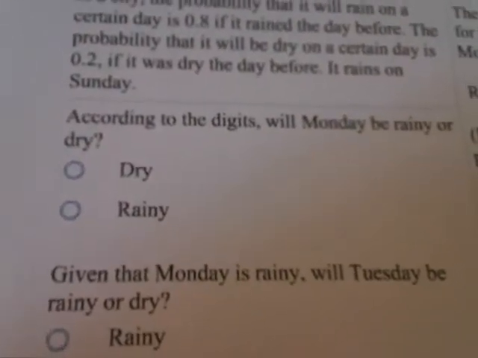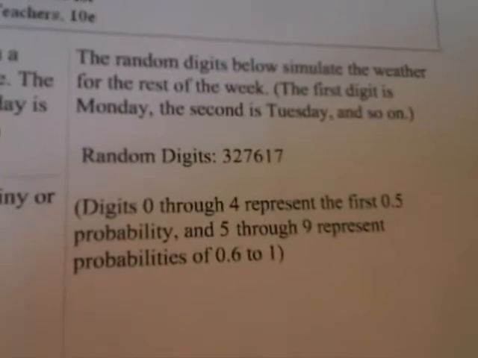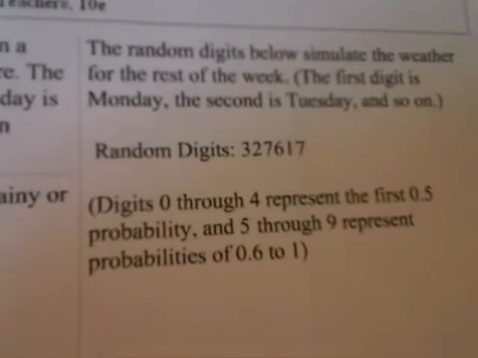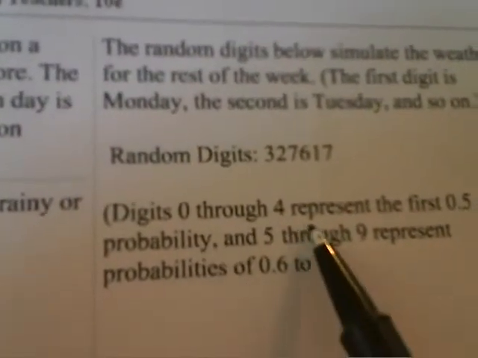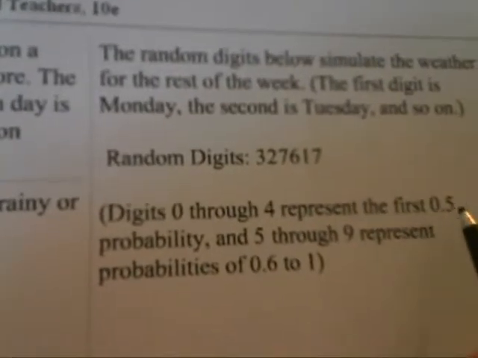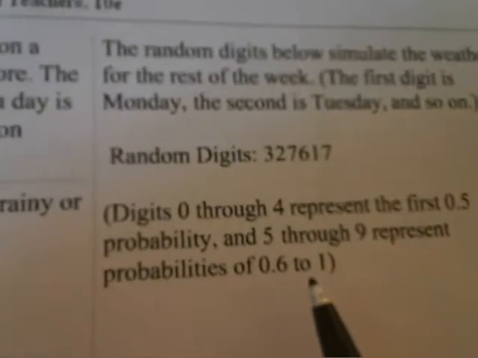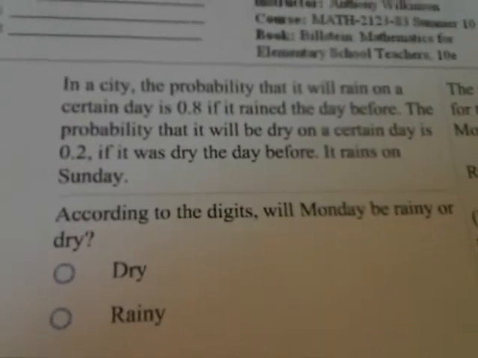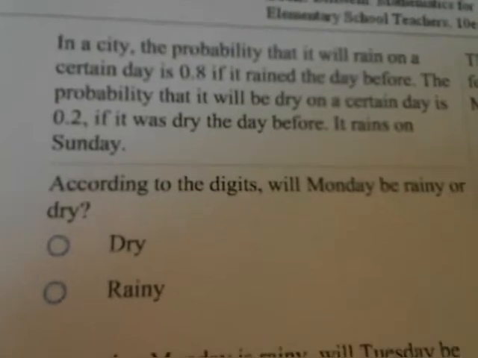It says here, according to the digits, and by the way, let's look at the random digits that were given to us, and simulate the weather for the rest of the week, with the first digit being Monday, the second digit being Tuesday, and so on. If you have digits from 0 through 4, that represents the first 0.5 probability, and 5 through 9 represent probabilities of 0.6 to 1. Now, according to the digits here, will Monday be rainy or dry?